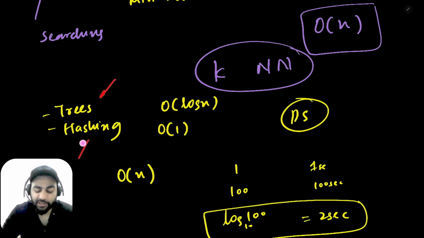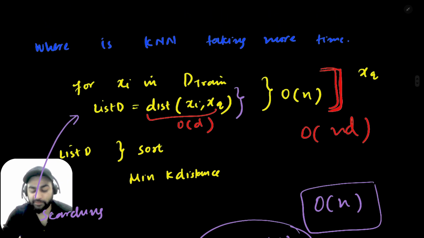And in hashing, you make what's called a hash table. The hash table gives us searching in order one time. This is a huge topic in itself. But now we have tools with the help of which we can do searching faster, and by using these tools, we can make our KNN faster. So how many of you understood this discussion?